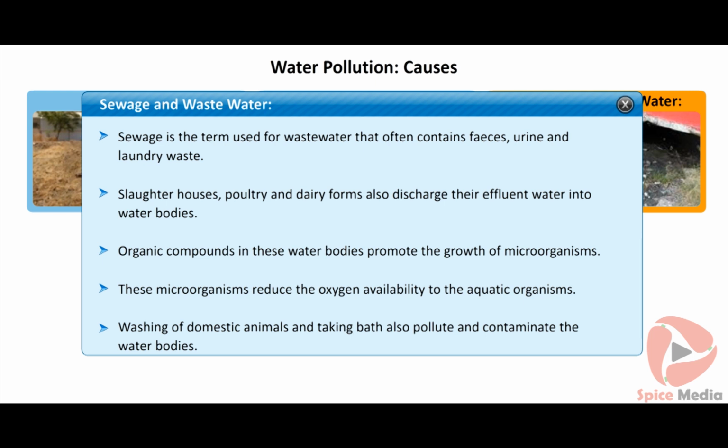Sewage is the term used for wastewater that often contains feces, urine, and laundry waste. Slaughterhouses, poultry, and dairy farms also discharge their effluent water into water bodies. Organic compounds in these water bodies promote the growth of microorganisms. These microorganisms reduce the oxygen availability to the aquatic organisms. Washing of domestic animals and taking baths also pollute and contaminate the water bodies. These make the water bodies unfit for human use.